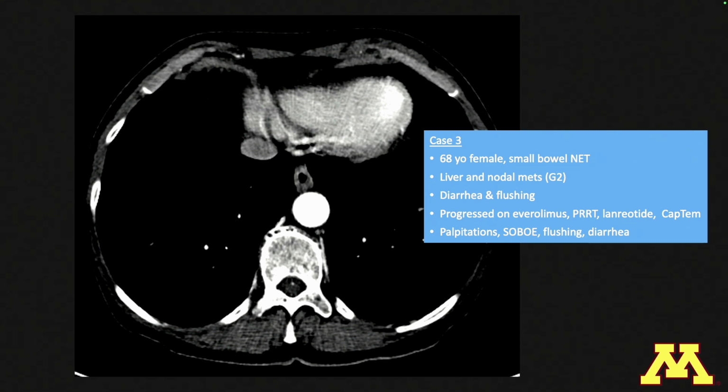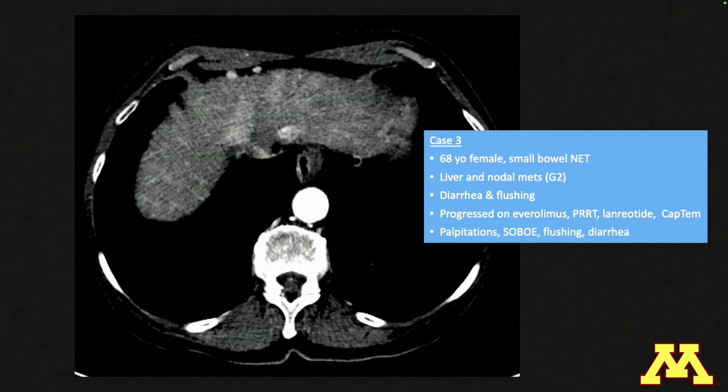This is another patient, a 60-year-old female patient who had a neuroendocrine tumor in the small bowel. They had disease spread to the liver and the lymph nodes, and it was a grade 2 tumor, symptomatic with diarrhea and flushing, and they were progressing despite multiple treatments. And the symptoms were palpitation, shortness of breath on exertion, flushing and diarrhea, which are common symptoms in functional tumors.